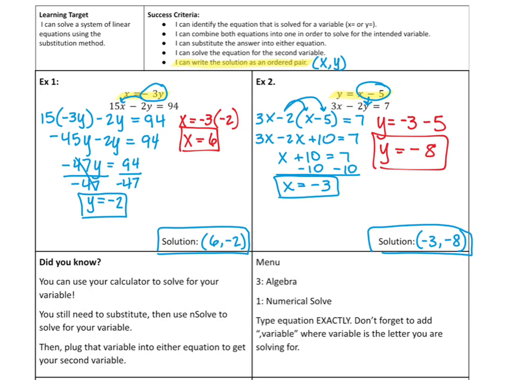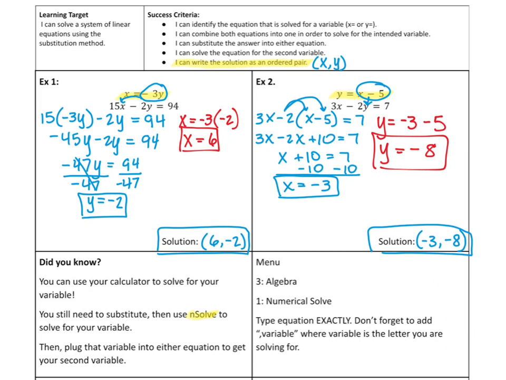All right, so here's just a little tip that you can see here at the bottom. Did you know that you can use your calculator to solve for your variable? You still need to substitute, but you can actually use nSolve to solve for your variable. So we've learned about nSolve already this year. Once you've substituted your isolated variable, that circled part on both of my examples, into the second equation, I can actually use nSolve to solve for it and then plug that variable into either equation to get your second variable.